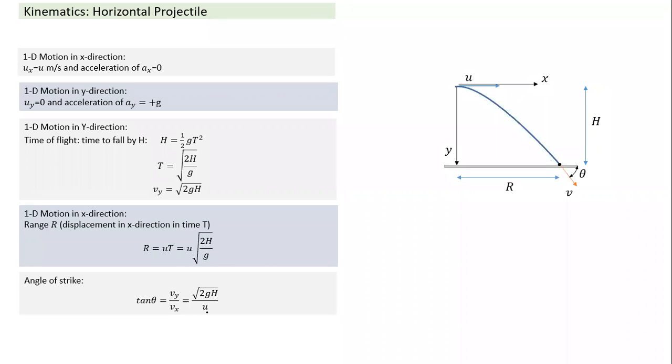Vx will remain unchanged as u. Vy will be root 2aH by u. So that's the angle at which it strikes. And these are the only relevant parameters in the case of horizontal projectile motion.